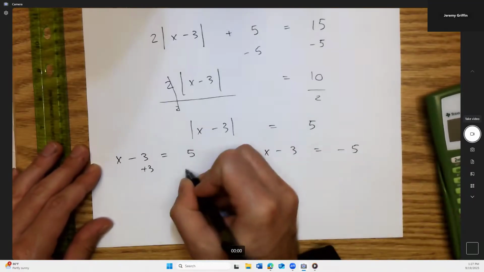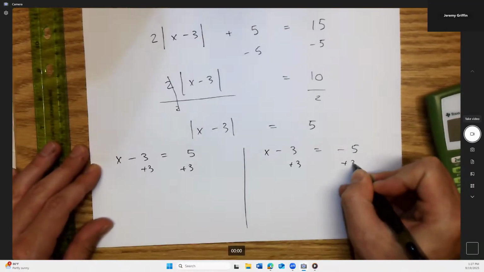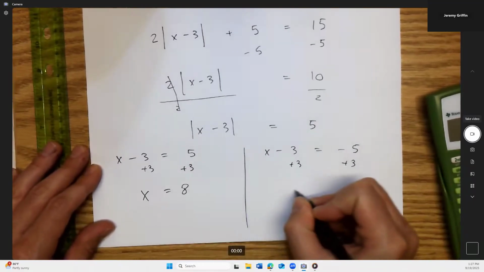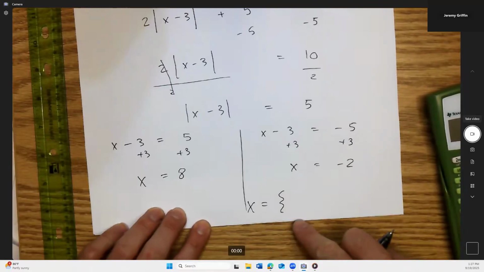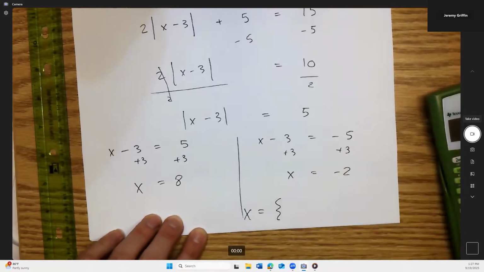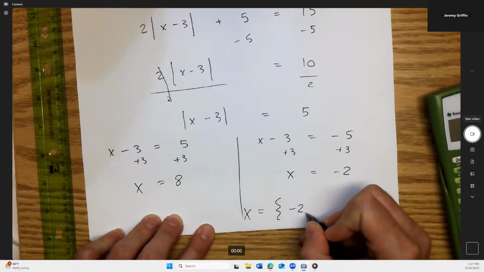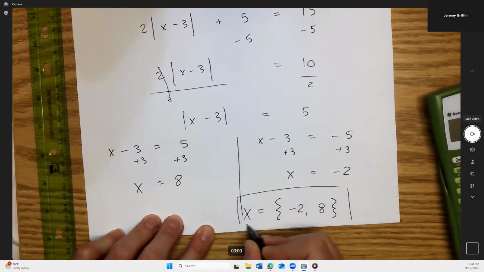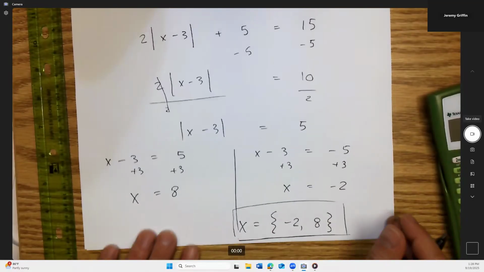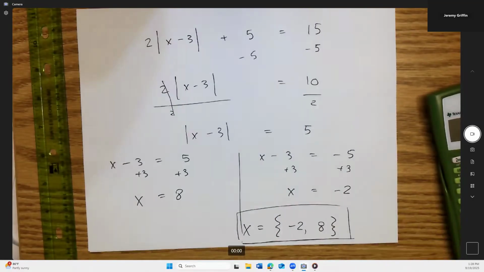Plus 3. So x could be 8. X could be negative 2. Do you guys notice in the answer there were those curly brackets? The curly brackets mean there's discrete answers. So negative 2 was an answer, 8 was an answer. Is this a coordinate? No, this is not a coordinate. A coordinate would be parentheses and an x, y value. These are discrete x values.